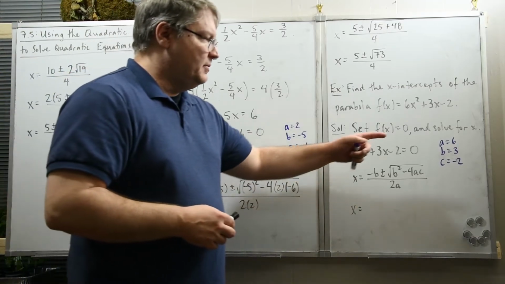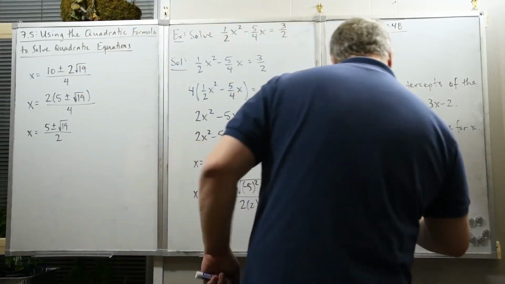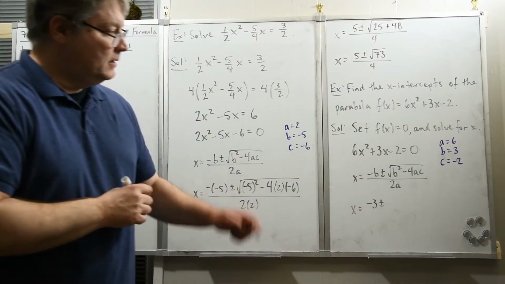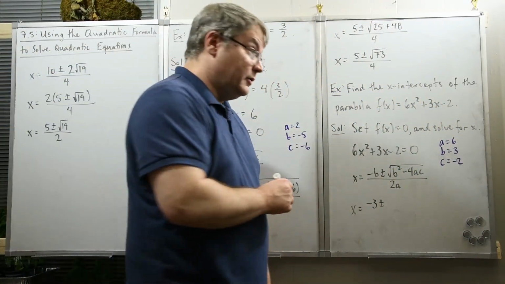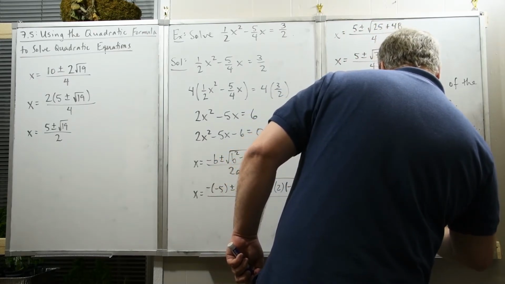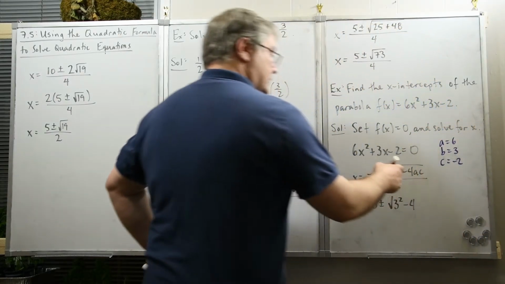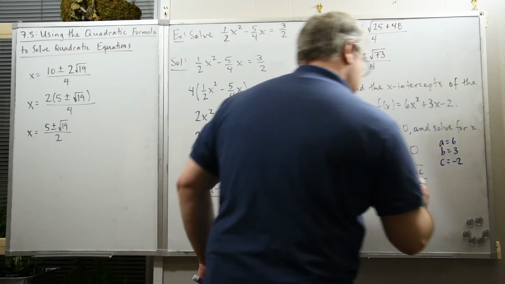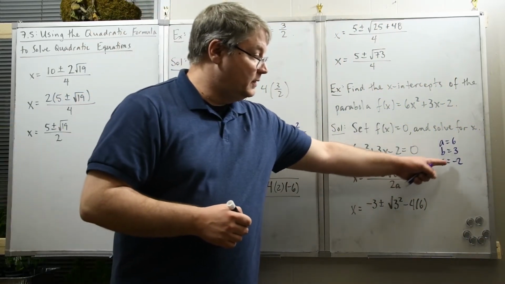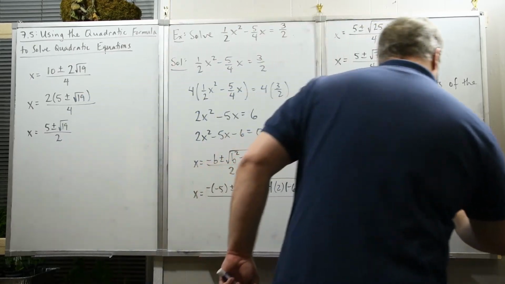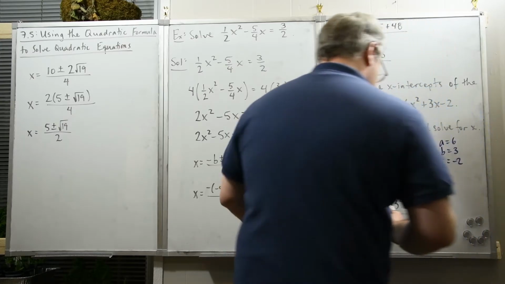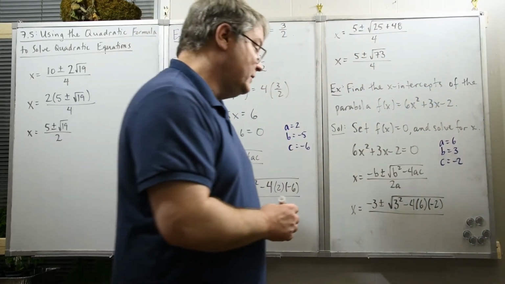So we have negative b, that's going to be negative 3, plus or minus the square root of b squared, that's the square root of 3 squared, minus 4 times a, which is 6, times c, which is negative 2, all over 2a, well, that's all over 2 times 6.